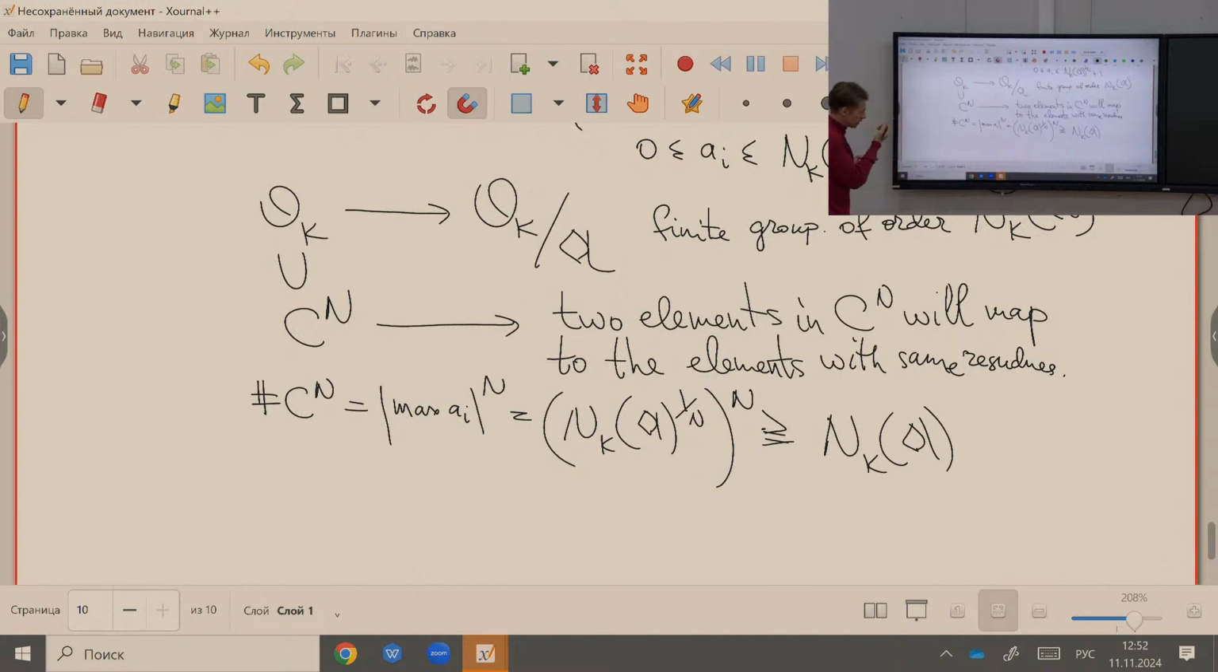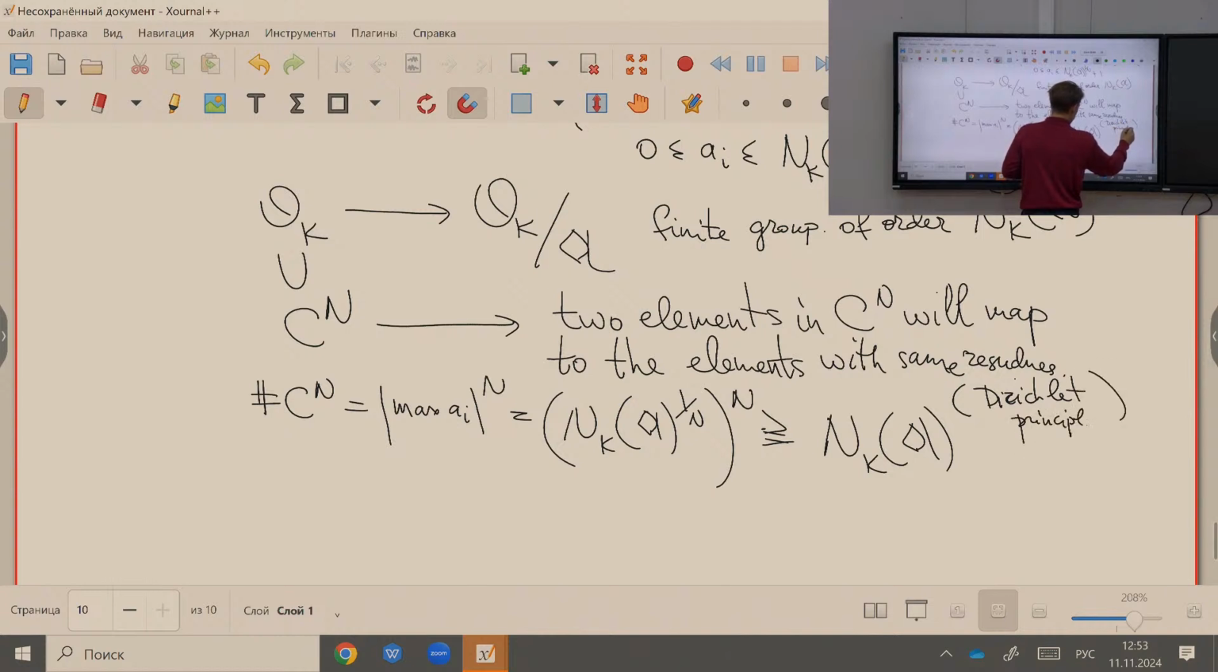So this means that under these assumptions, the number of elements, yeah, you see that in the box there are more elements than in the set we are going to map to, so that means that two elements in C^n will map to the same residue. Yeah? So this is precisely the Dirichlet principle. And this now we have to use.